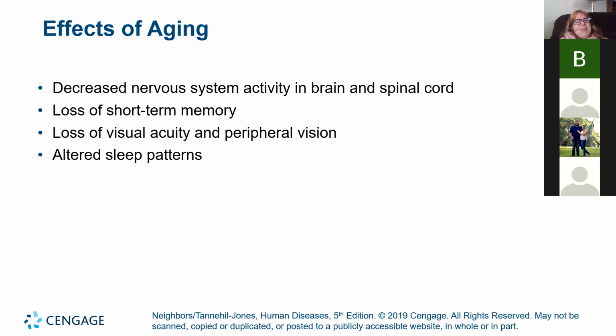Last but not least, our effects of aging. Okay, when we get old, we already have an automatic decrease in our nervous system activity. Everybody has short-term memory issues. Everybody's eyes get a little worse. You guys have seen me, I don't do much without my reading glasses. Peripheral vision. And when you get older, you also have altered sleep patterns because you're sedentary a little bit more.